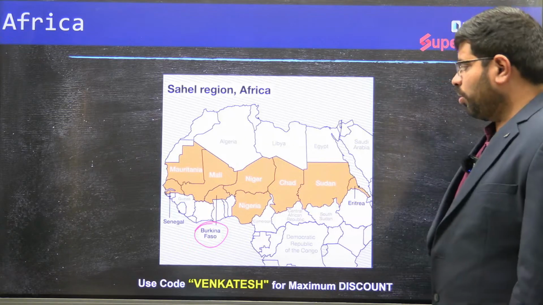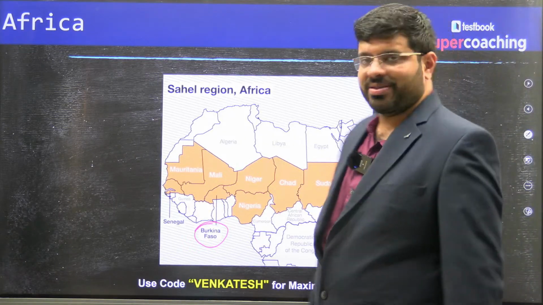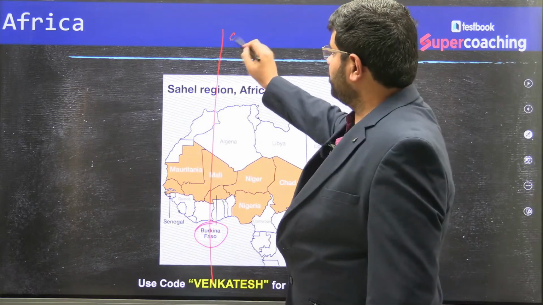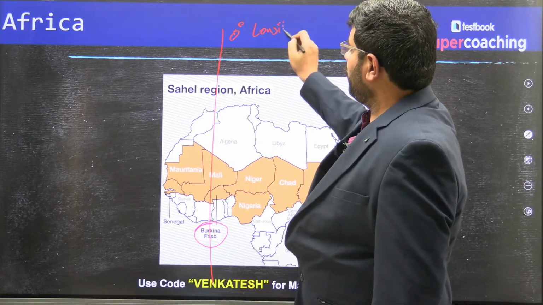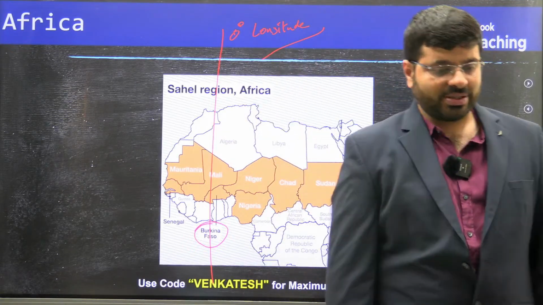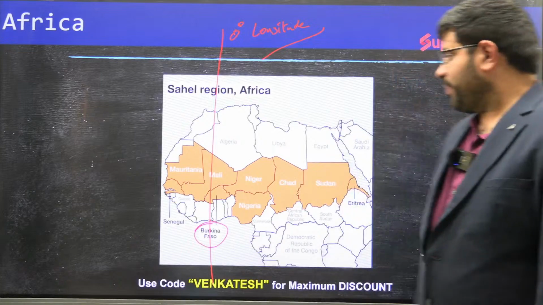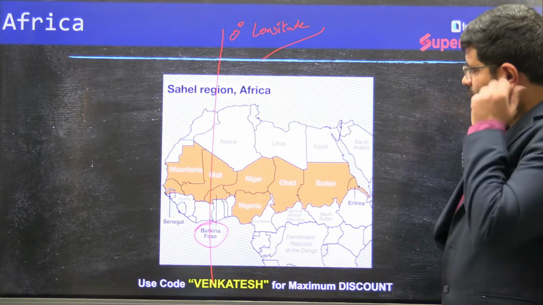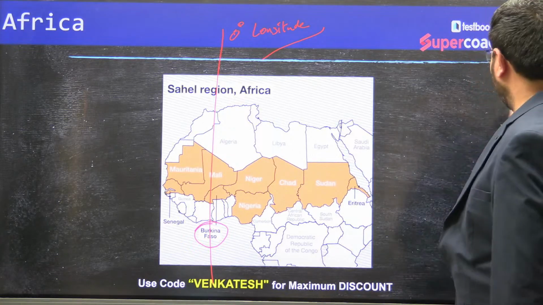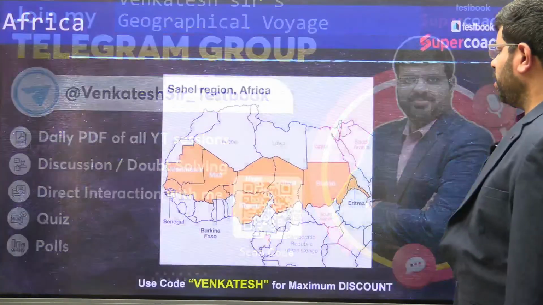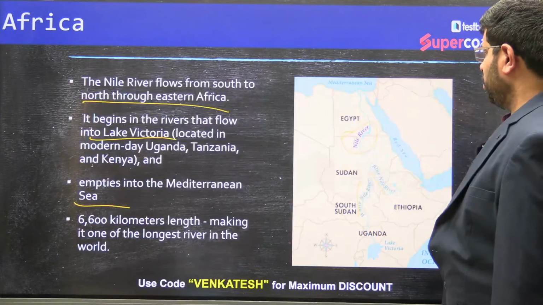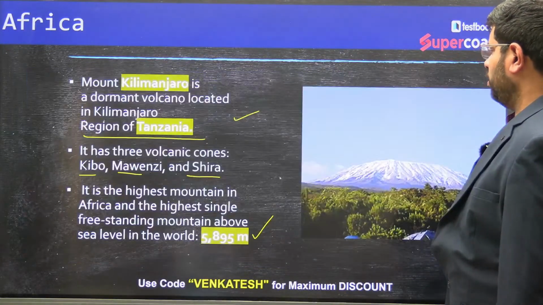Right. So, Burkina Faso, you know what the significance is? The 0-degree longitude passes through Burkina Faso. This is one important point you can remember. Burkina Faso, the 0-degree longitudinal line. That is about the African continent as such. And one more point I need to mention to you. Let me take back. Yes.